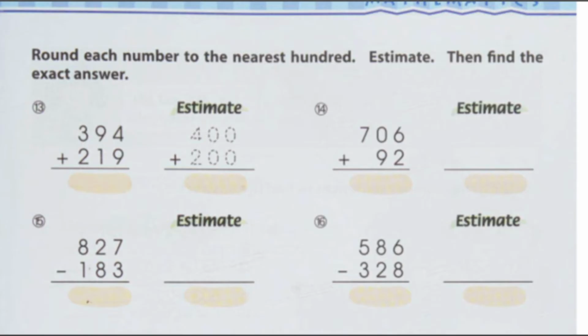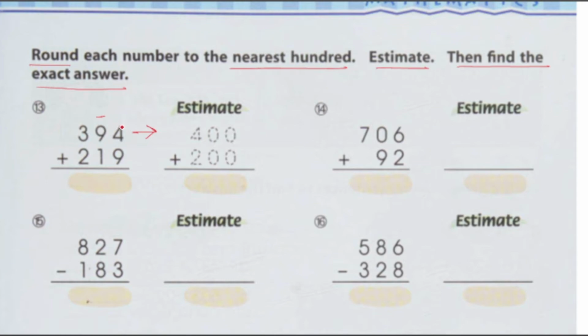Now they say round each number to the nearest 100. Estimate, then find the exact answer. So first of all, we have to convert this to the nearest 100. That means we have to round to 100. So for this purpose, we have to check the 10th place number. If the 10th place number is more than 4, that means 5 or 6 or 7 or 8 or 9, then 1 will be added to the 100 place number.